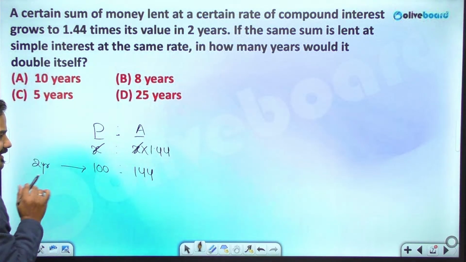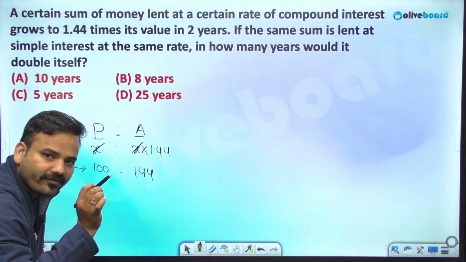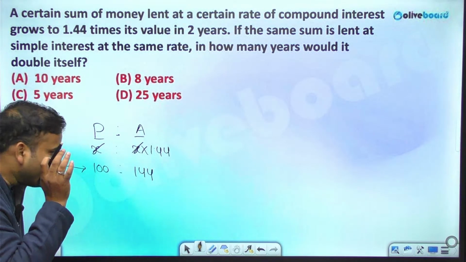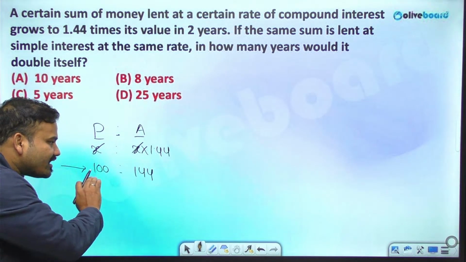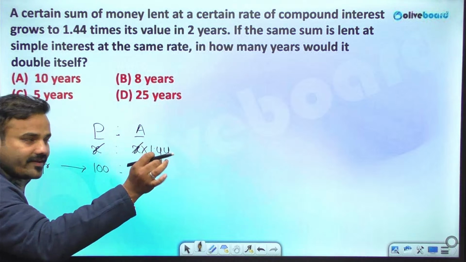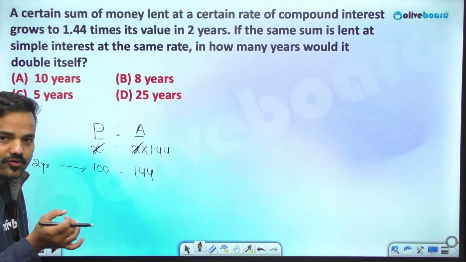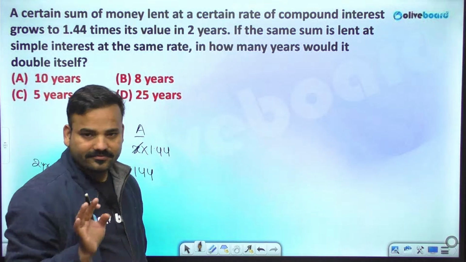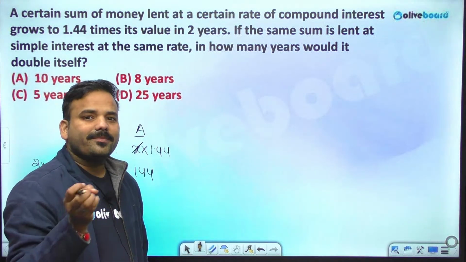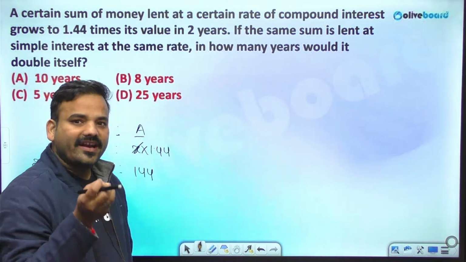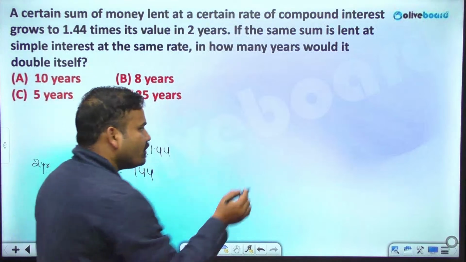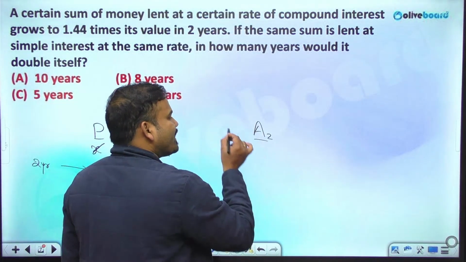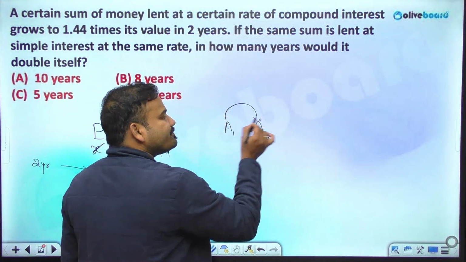So basically there is a particular rate of interest according to which rupees 100 becomes 144 in 2 years. We are here to calculate the rate of interest. How to calculate rate of interest in compound interest? Rate of interest is always per annum. What is the main definition of compound interest? When interest is calculated on amount. So for the second year, the amount of the first year will act as a principal.